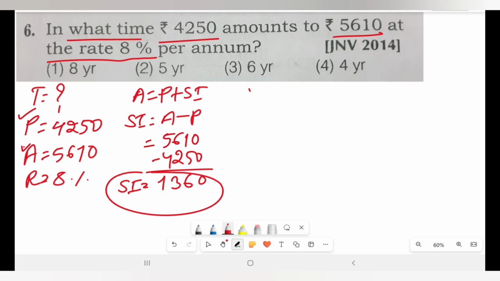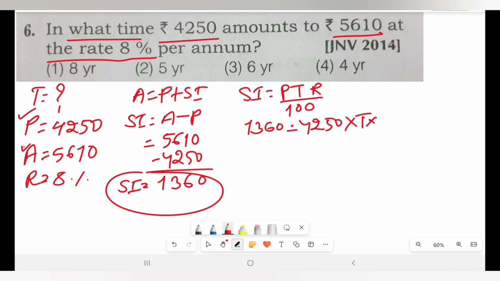So we know that simple interest is equal to PTR by 100. Alright, so substitute all the values. Let us say 1360 is equal to principal amount 4250, and time we have been asked to find out, keep it as it is, and R is the interest rate, that is 8. Okay, so divided by 100.